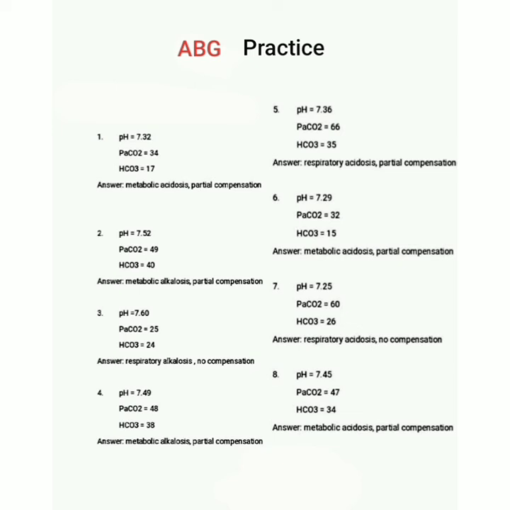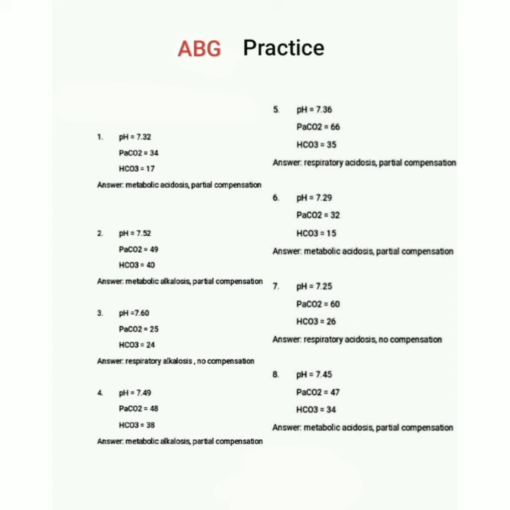Now question number 7. pH first we notice 7.25, that is a decrease, that means acidosis occurs. Partial pressure of carbon dioxide is increased, 60, as the normal value is 35 to 45. So opposite direction occurs, so it is a respiratory condition, respiratory acidosis. No compensation, because 7.25 is much lower than 7.35, not near the below normal level. So there is no compensation. The answer is respiratory acidosis, no compensation.